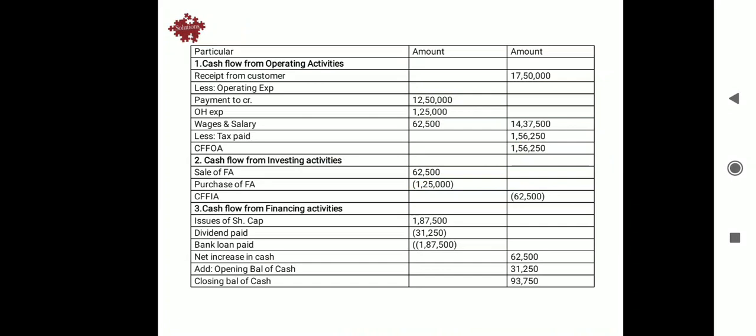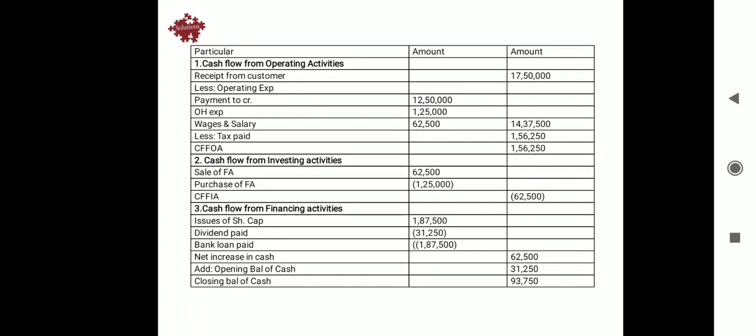So writing the tax paid amount, that is 1,56,250. So 17,50,000 minus 14,37,500, and then minus 1,56,250. We are going to get the final amount as 1,56,250, which will be our cash flow from operating activities. Clear? It is our cash flow from operating activities.